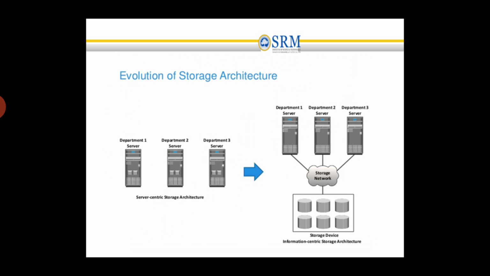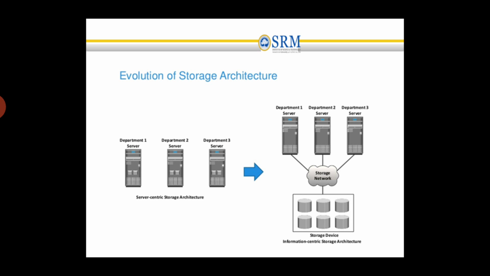And later, this storage architecture can be divided into two parts. One is server centric storage architecture, the other one is information centric storage architecture. What is server centric storage architecture? In the sense, for a particular reason, you can have a separate server. For example, I'm going to maintain three different departments' information, so I need a server for each department. This is what server centric storage architecture is. So, department 1 server, department 2 server, department 3 server.